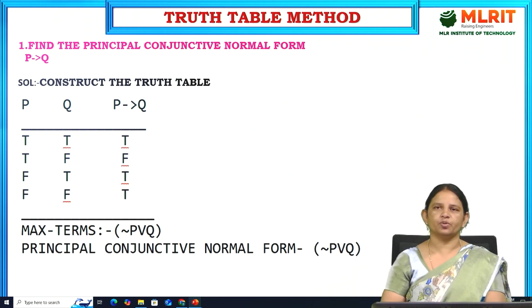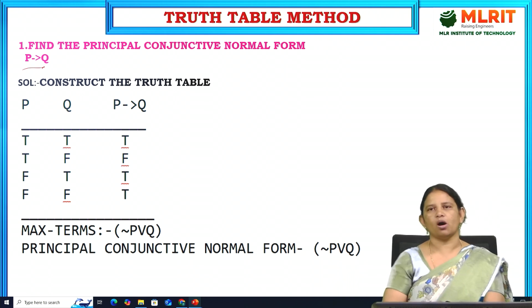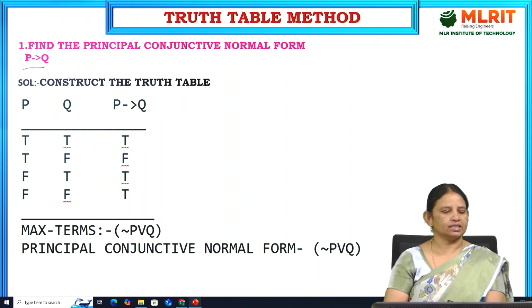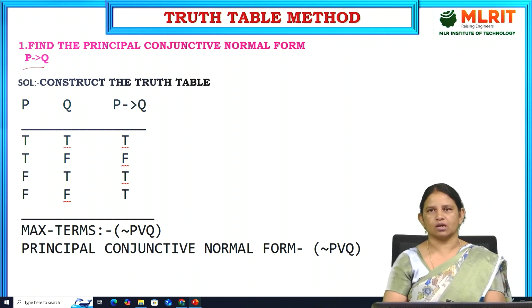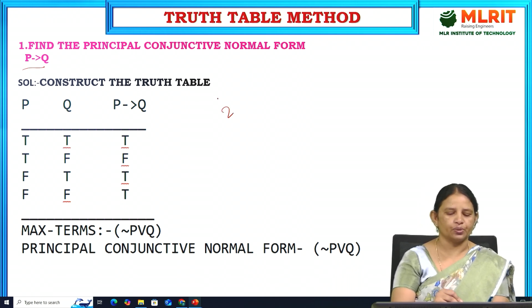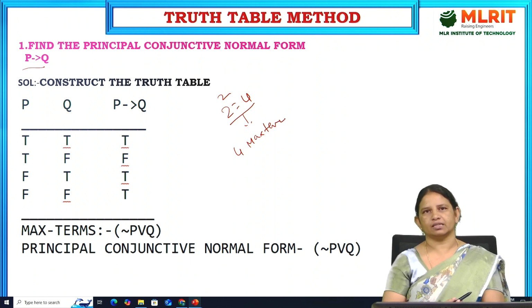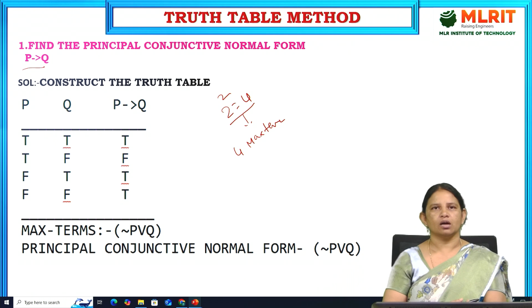Consider the first example. Find the principal conjunctive normal form for P implies Q, or P conditional Q. Here there are 2 propositions present in the statement formula, so the number of rows is 2 squared, that is 4 rows. For these 4 rows, a maximum of 4 max terms are possible, but we can't say the minimum. After constructing the table, we can decide how many max terms are present in the given statement formula.